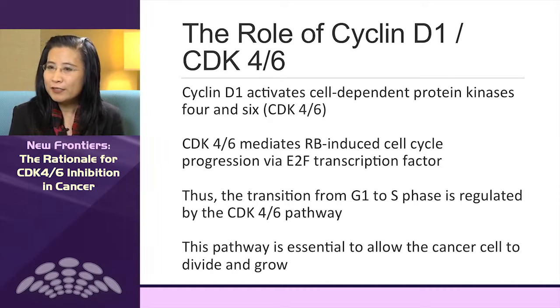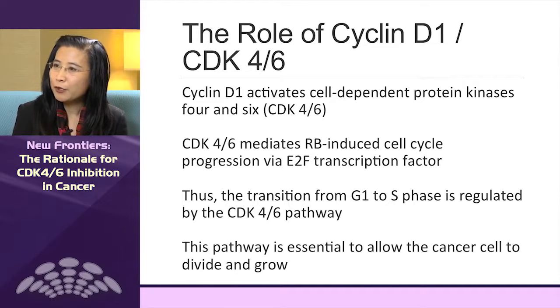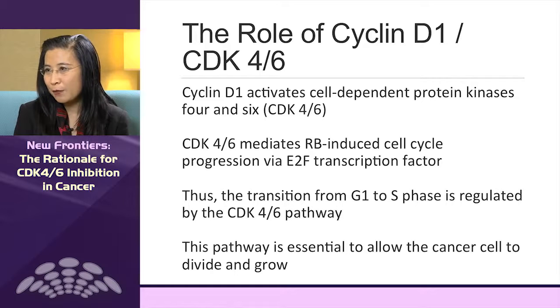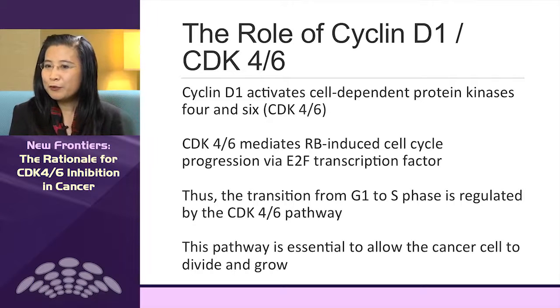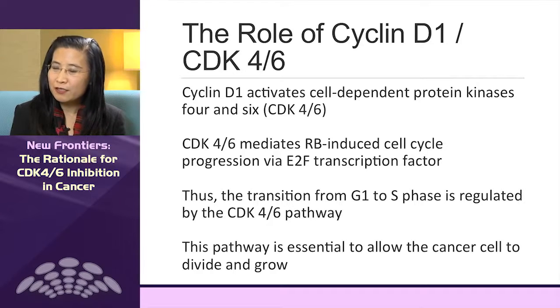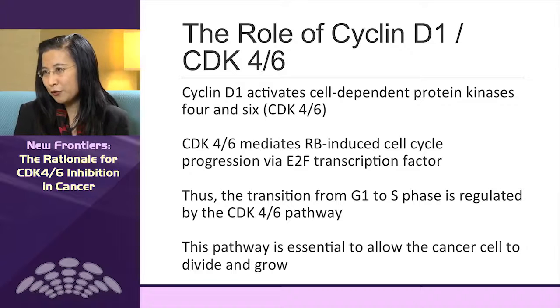So CDK4 and 6 are enzymes required for the transition from the G1 to S phase. S phase is just an abbreviation for DNA synthesis phase. And before cells commit to the DNA synthesis phase, it has to be controlled by CDK4 and 6. So normally this cycle is very well controlled, but in cancer cells it is highly deregulated.